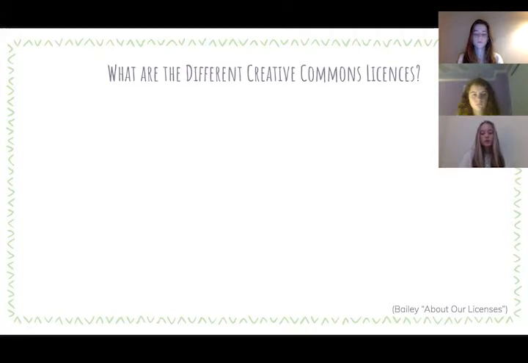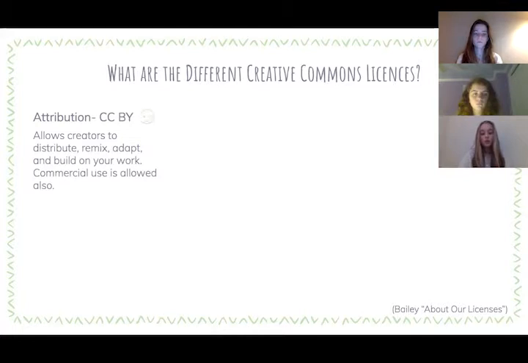What are the different Creative Commons licenses? Let's start off with the first one, Attribution CC BY. The CC stands for Creative Commons and BY stands for attribution. You'll notice that every license has the first word of it is attribution, which, as you might remember, you must know the creator's terms before using their work in any way. This first license allows creators to distribute, remix, adapt, and build upon your work. Commercial use is also allowed.